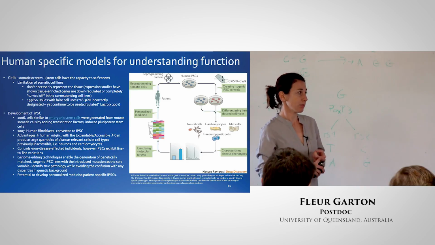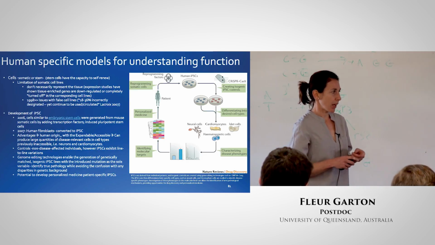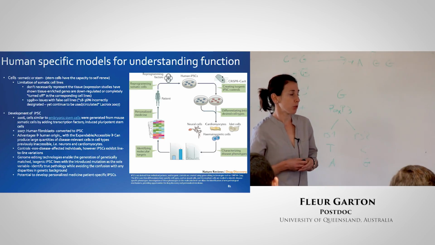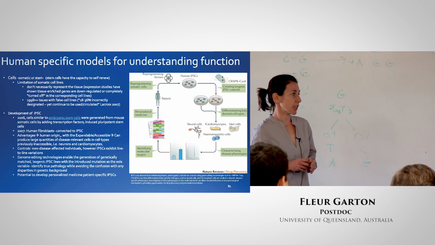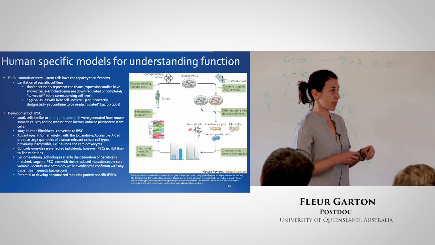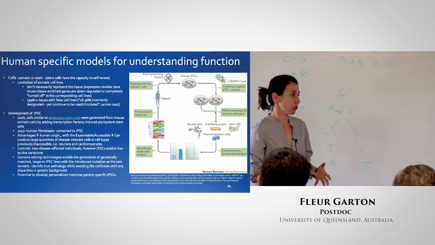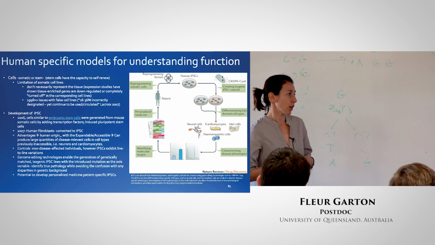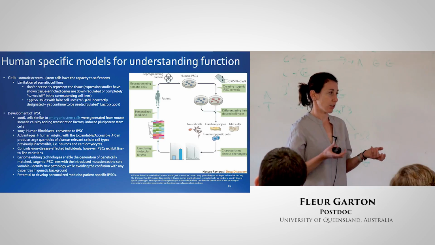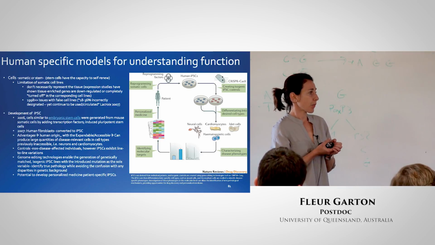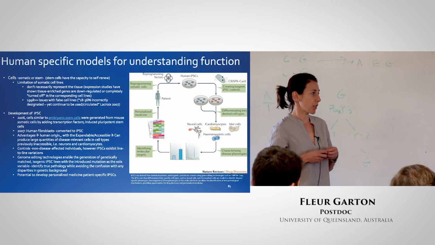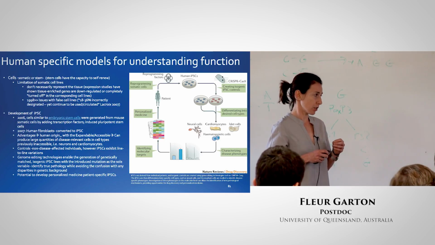There's a lot of advantages with this. They're human origin, and because they're a cell line, they're expandable, they're accessible. You can produce large quantities of these disease-relevant cells in cell types that have been previously inaccessible. These are things like neurons, cardiomyocytes. You can look at controls and non-disease affected individuals. However, iPSCs do exhibit line-to-line variations.